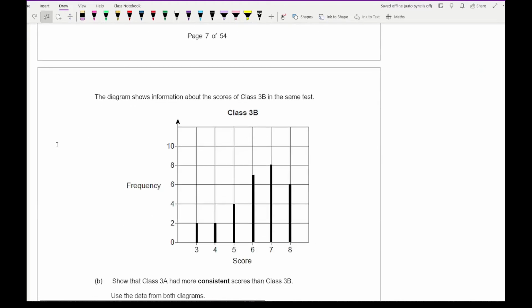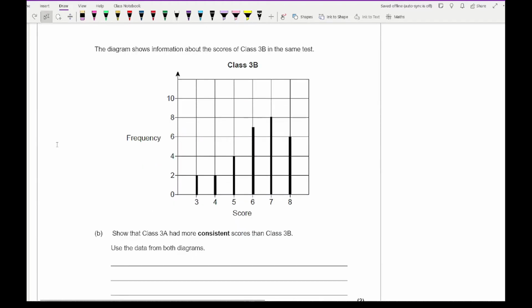Moving on to the next part, it says the diagram shows information about scores from class 3B in the same test, and it says show that class 3A had more consistent scores than class 3B. Now, a measure of consistency is looking at the range. Now, the smaller the range, the more consistent.